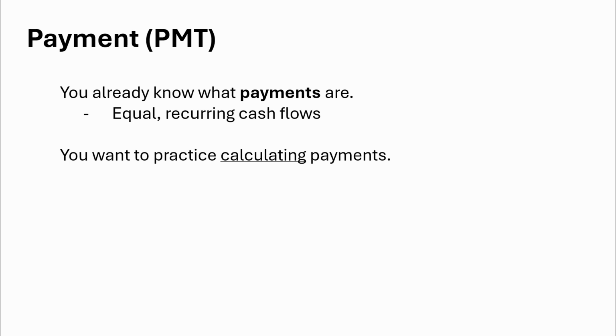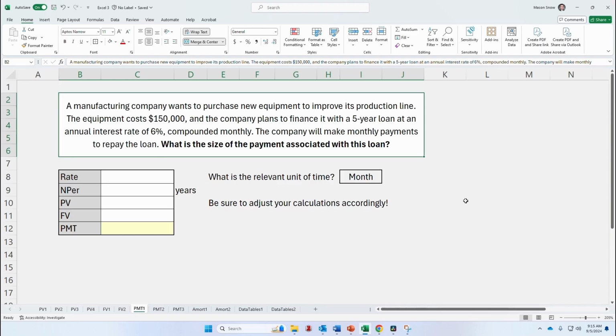This will help you evaluate whether a purchase you want to finance is going to fit within your budget. Let's jump back into Excel to apply this. A manufacturing company wants to purchase new equipment to improve its production line. The equipment costs $150,000 and the company plans to finance it with a 5-year loan at an annual interest rate of 6% compounded monthly. The company will make monthly payments to repay the loan. So what is the size of that payment?